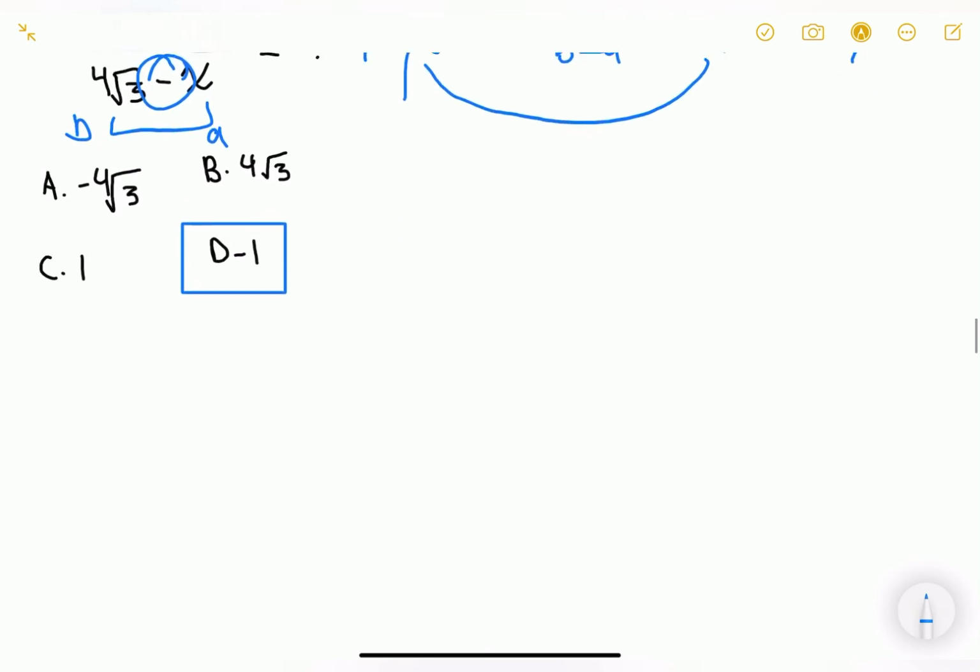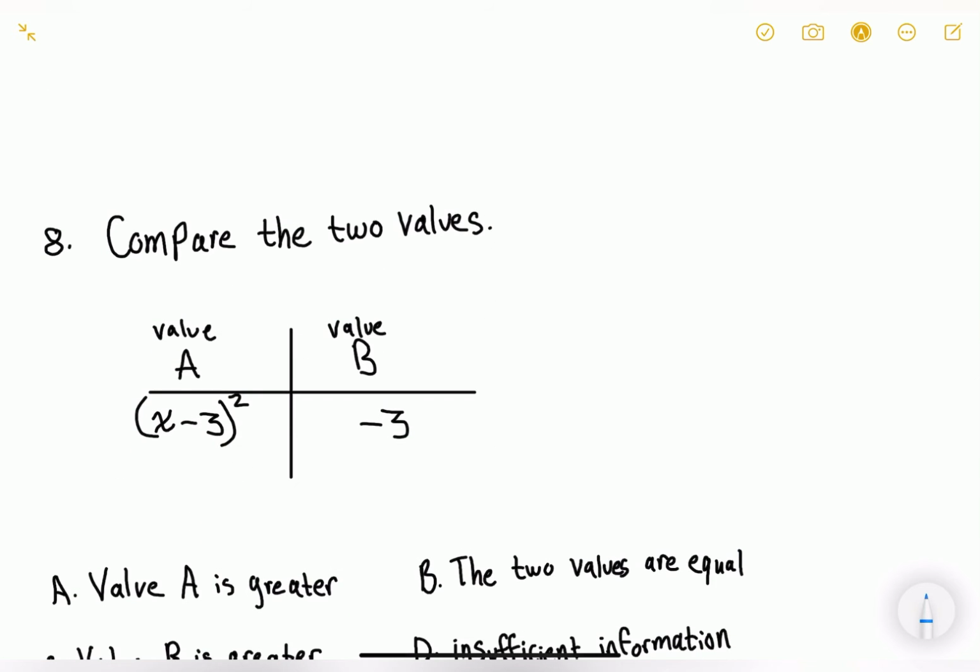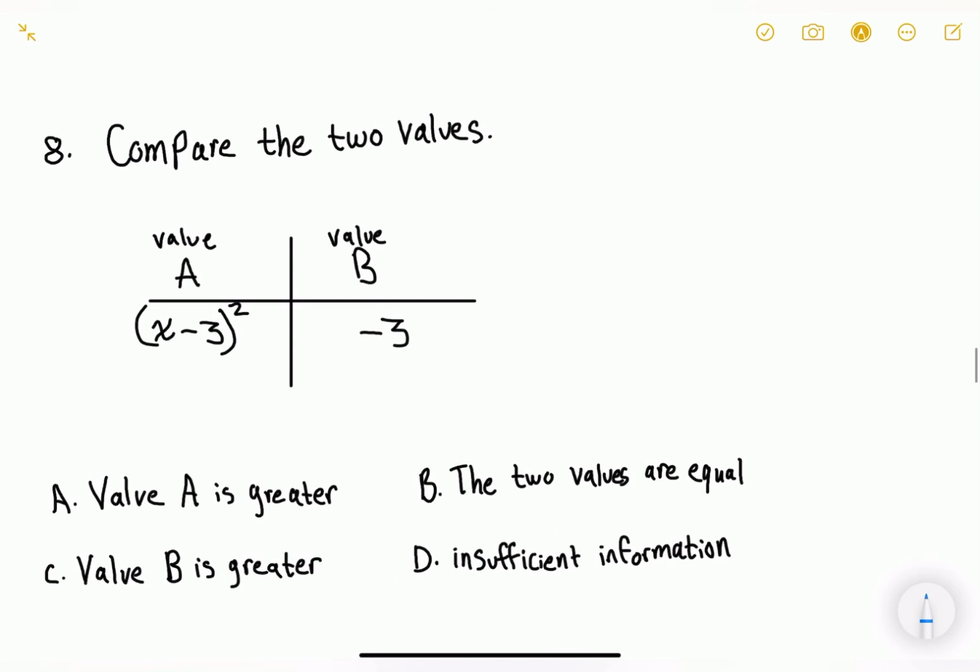Now let's move on to question number 8. Question number 8 says compare the two values. Value A is x minus 3 squared, and value B is -3. The choices say value A is greater, the two values are equal, value B is greater, or there's insufficient information. First, let's look at what we have here. We already know that value A is greater.